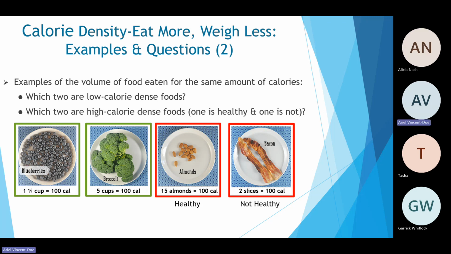So I like these images because it shows the different food groups at 100 calories. And if you see, you get more of the low calorie dense foods based on those calories.